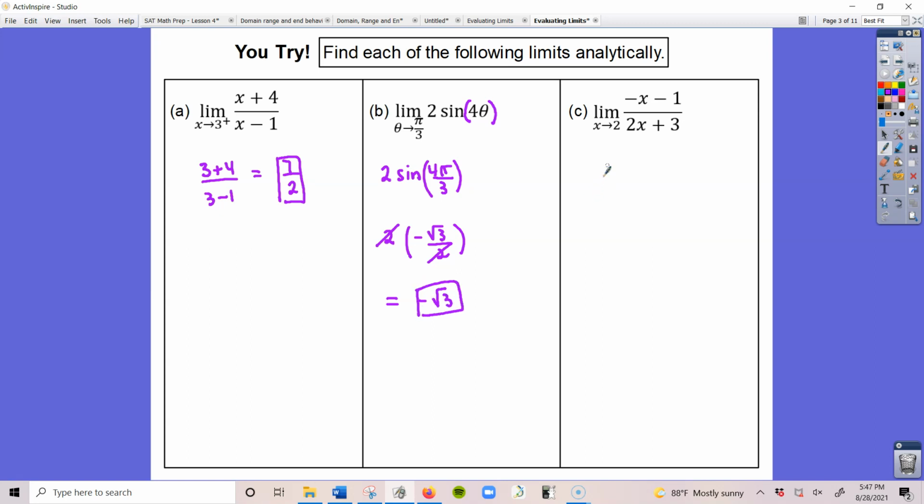Last one here. We have the limit as x is approaching 2 of this function. Let's go ahead and plug in the 2. We get negative 2 minus 1 over 2 times 2 plus 3. Negative 2 minus 1 is negative 3. 2 times 2 is 4 plus 3 is 7. So this is my limit. So that's the first method.